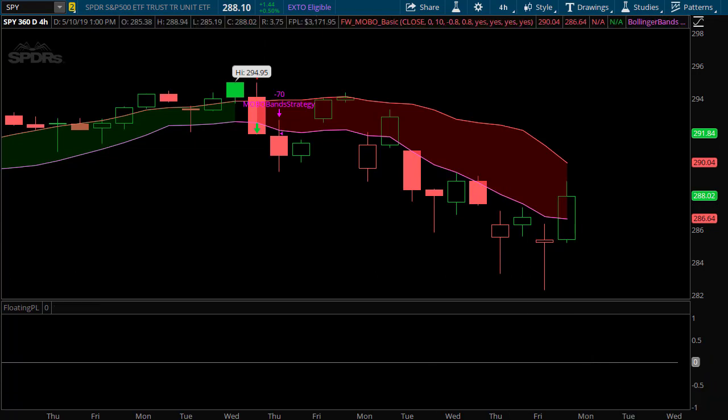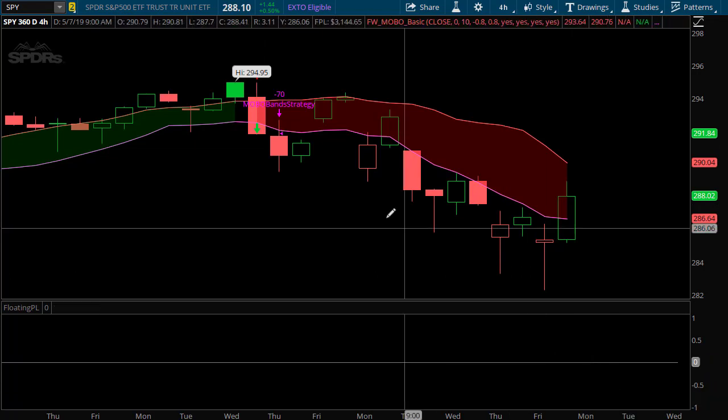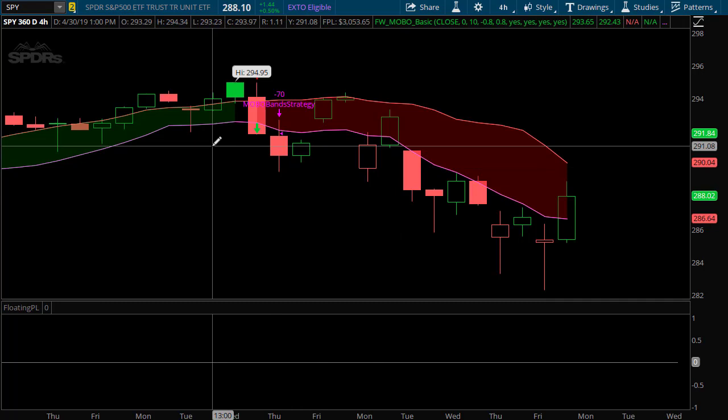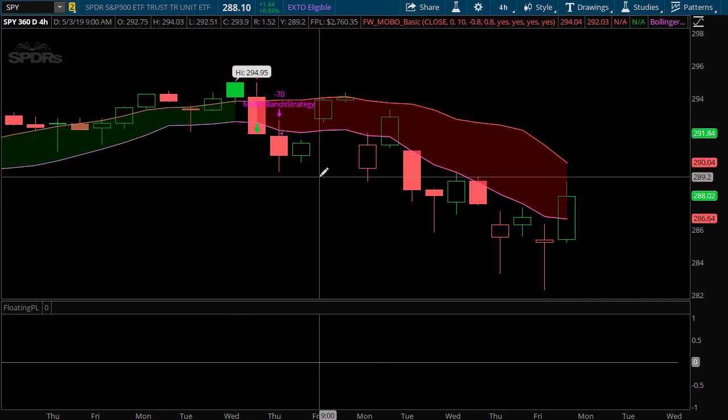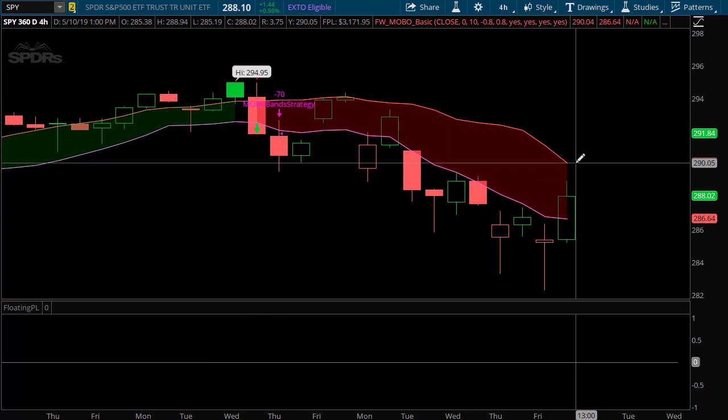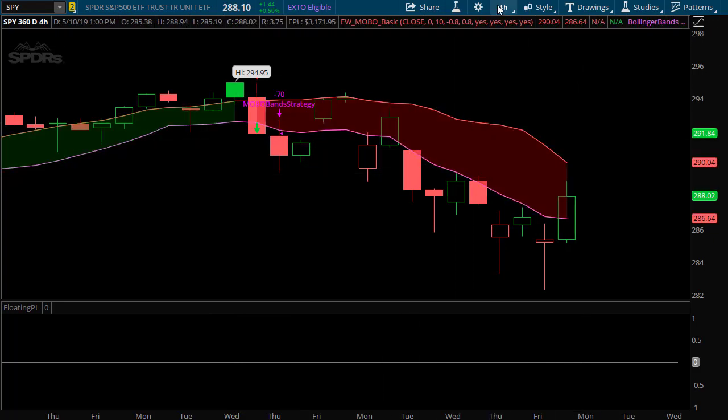And that's really it. That is the entire strategy. Go long when it closes above the band, then close your trade and go short when it closes below the band, and then go long again when it closes above the band, and that's it. I'm looking at the 4-hour chart.